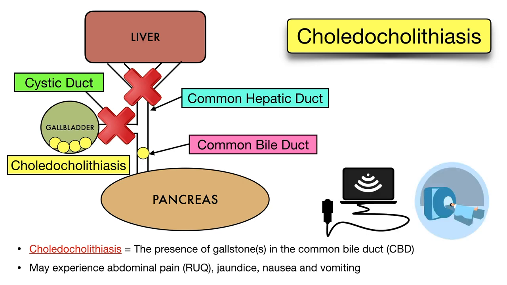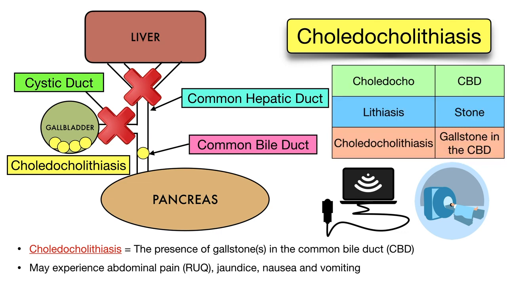While ultrasound can show signs of choledocholithiasis, an ERCP or MRCP is sometimes necessary to diagnose it. Treatment usually includes removing the stone and gallbladder, along with antibiotics if there's concern for infection, which we'll talk about next. So to recap, choledocho refers to the common bile duct, and lithiasis refers to stone. So choledocholithiasis is the presence of gallstones in the common bile duct.